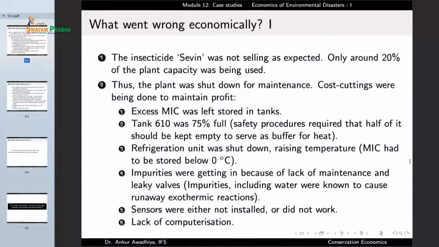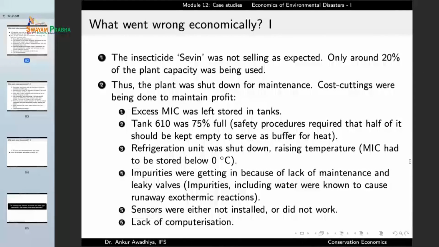Then impurities were getting in because of lack of maintenance and leaky valves. If there was a leaky valve, the company officials did not bother to get it changed. Why? Again, cost cutting, maximization of profit. If something is not working, why spend money fixing it? So impurities, including water, were known to cause runaway exothermic reactions, and this is actually what had happened on that day.